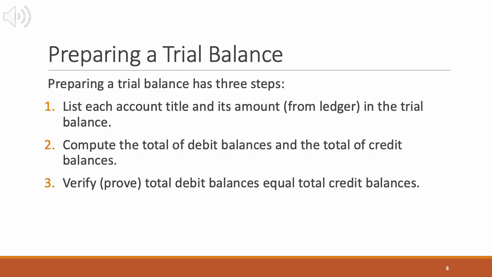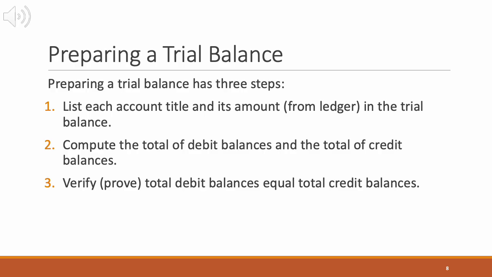After we post all transactions to the ledger, we need to check if everything still balances. That's where the trial balance comes in. Step 1. List accounts and balances. We start by listing each account title from the ledger along with its ending balance. This gives us one big summary table of all accounts.